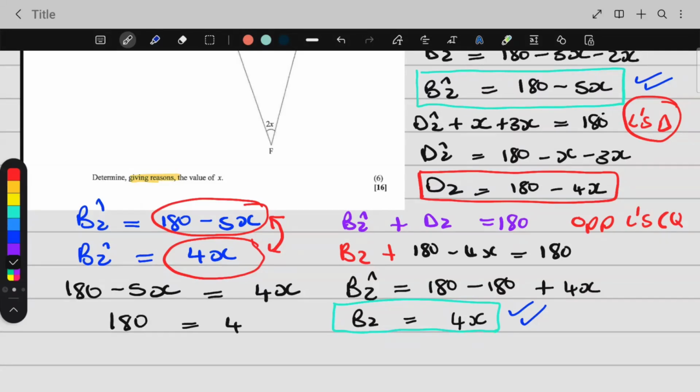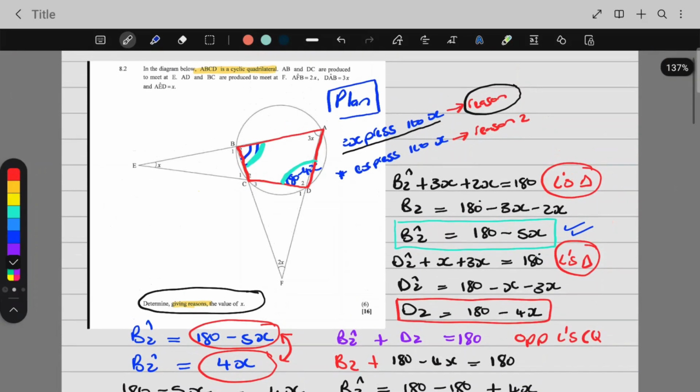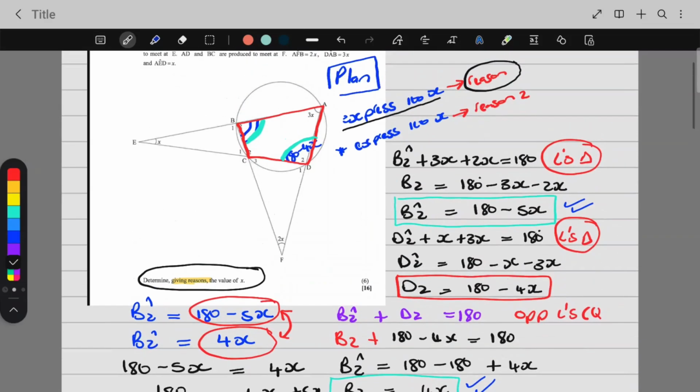180 is 4x plus 5x. 180 is equal to 9x. Divide both sides by the number in front of x. So x is 20. And that was the question. Determine the value of x. Many ways to answer that question, but that's one way of thinking about it.